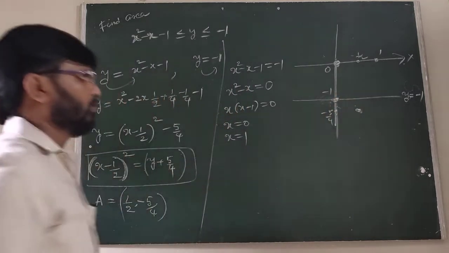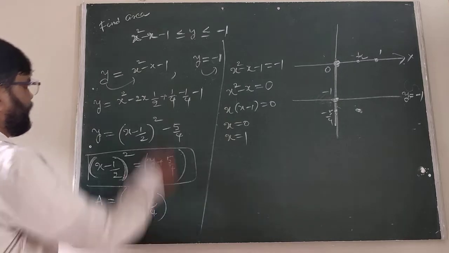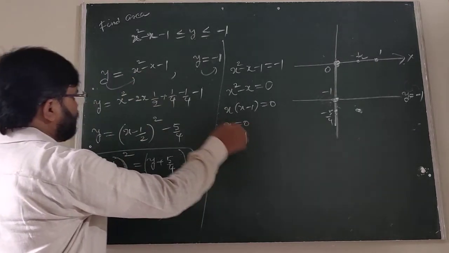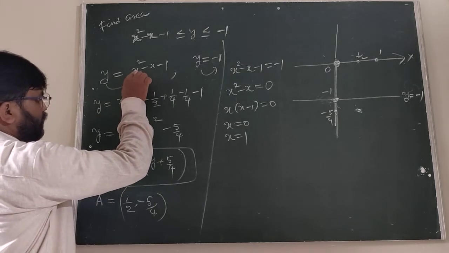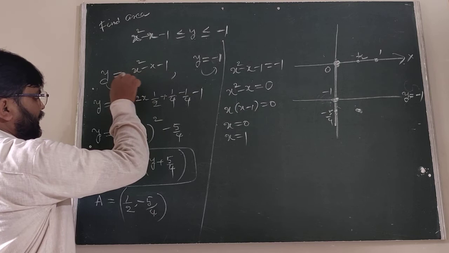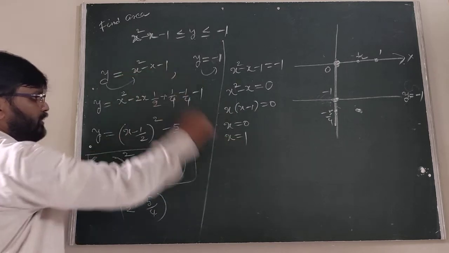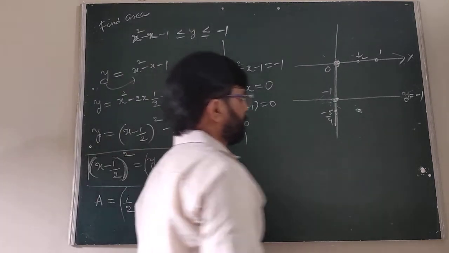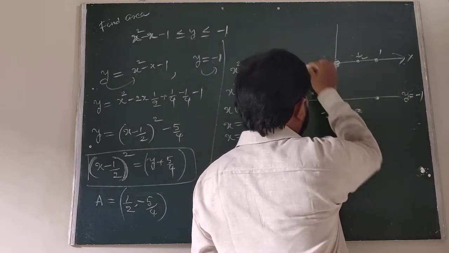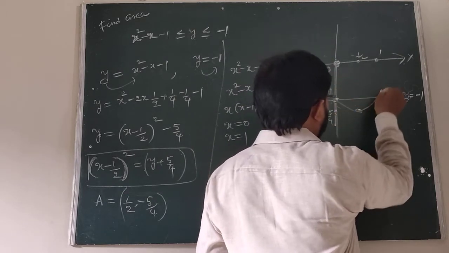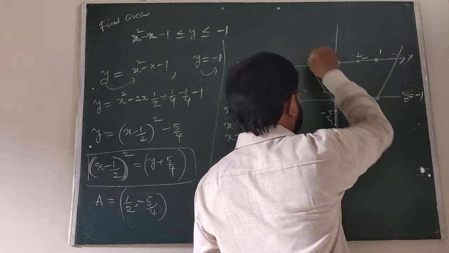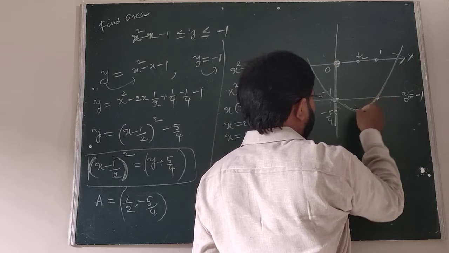And one more thing, since we got x equals 0 and 1, those are substituted here. When we take x equals 1, 1 square is 1, minus 1, the 1 and minus 1 cancel, so y is also minus 1. That is (1, minus 1), this is the point. So dear students, this is the parabola. Now we have to find this area. How to find this area?